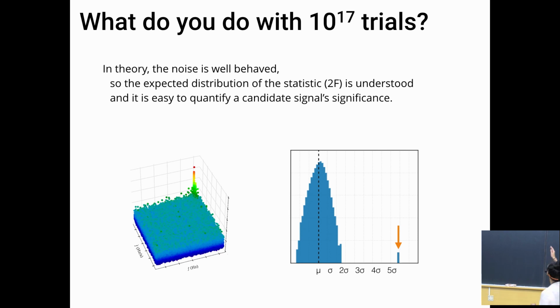Because if you know the expected distribution looks like this, then you can say, all right, if this is the standard deviation and this is the sigma, then our signal is at 6 sigma, let's say. And it's relatively straightforward to calculate. But that's only if your noise is well behaved, right? This is what you require.